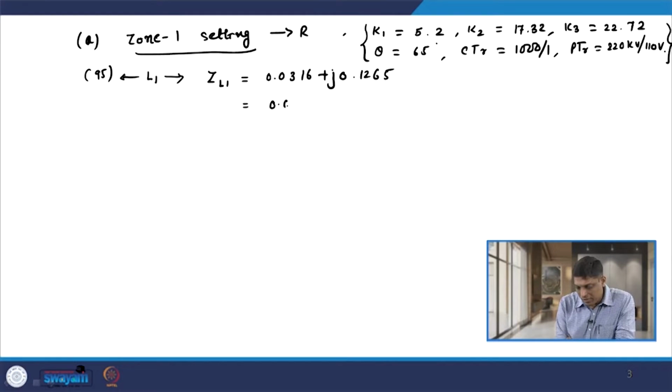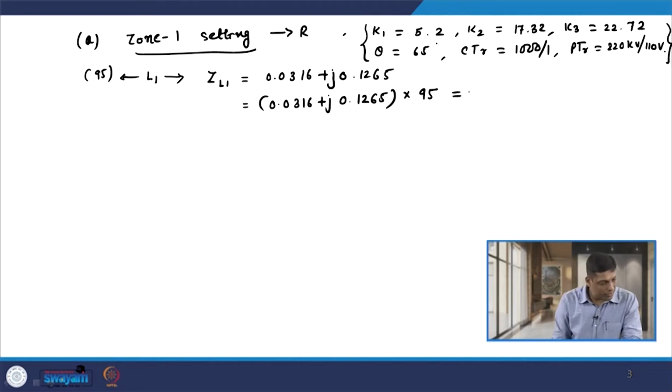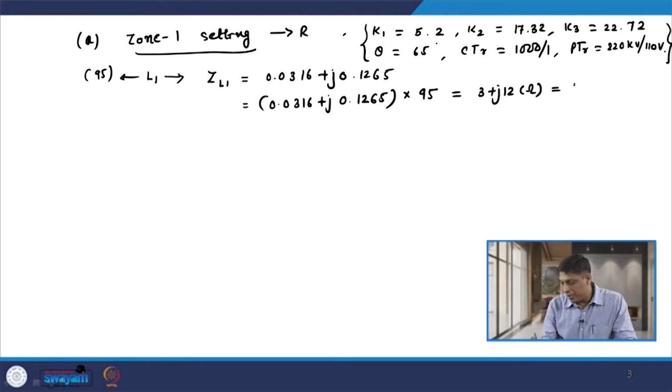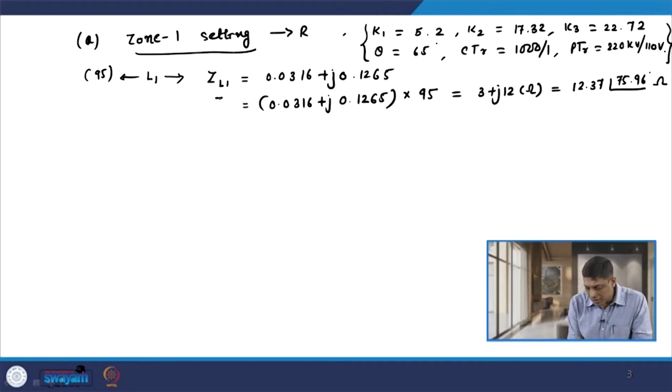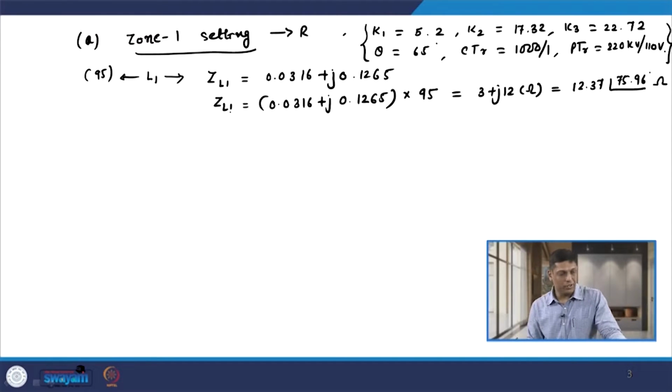So that is nothing but 0.0316 plus j0.1265 into the line length, that is 95 kilometer. If you solve it, you will get the value 3 plus j12, this is in ohm. If I convert this value into polar form, then it is 12.37 at an angle 75.96 degree, this is in ohm. So the value of ZL1 we have already calculated.